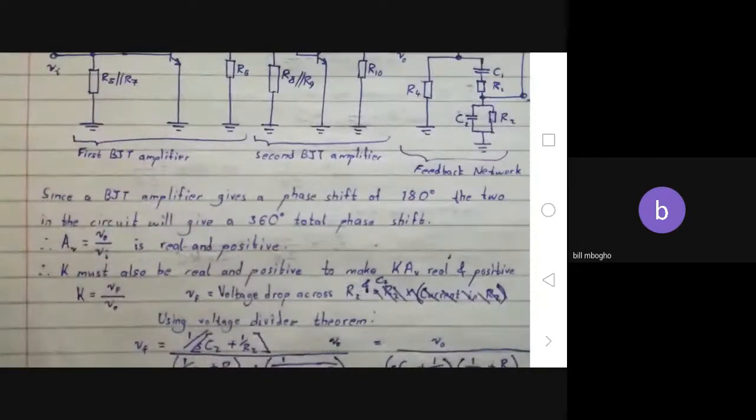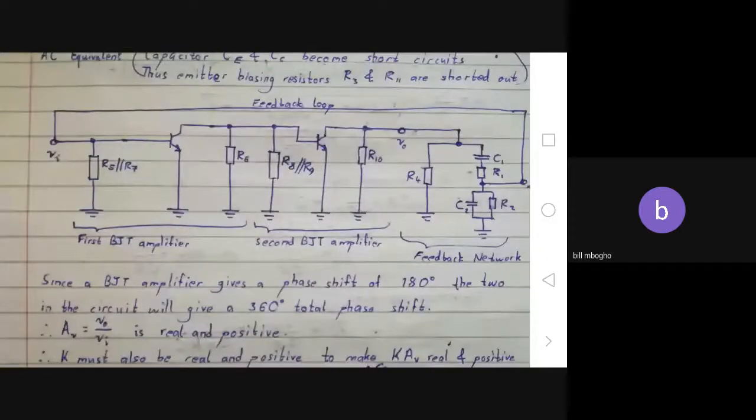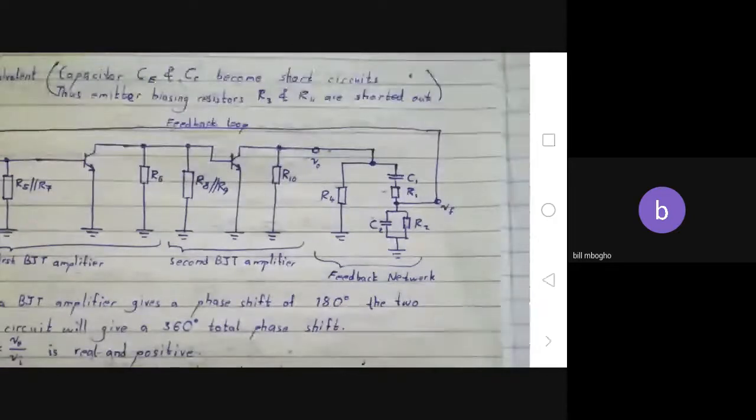This is explaining the 360-degree total phase shift. Okay, and then because now you know that the two BJT amplifiers will give a total phase shift of 360, and KAV needs to be real, that means that the feedback network should also be real. Like the amplification, the feedback constant K should be real. So that KAV, where you have A being real and K being real, will be real in the end.